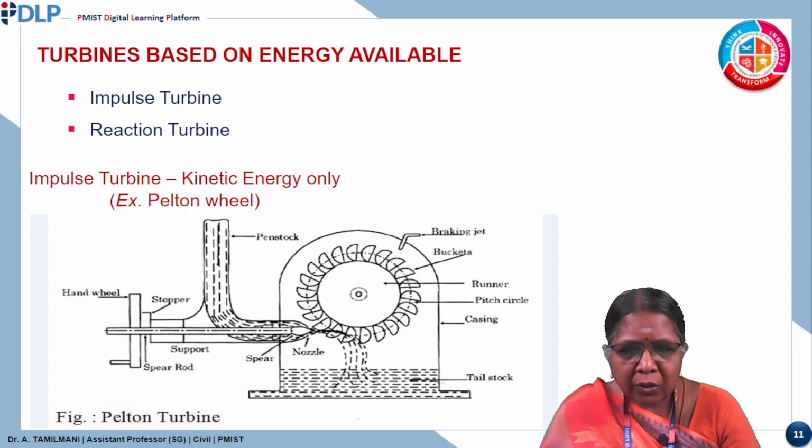The penstock carries water and strikes the blades of the runner, which is a part of the turbine. The runner rotates, and the rotational energy is converted into electrical energy. After working in the turbine, the water flows directly to the bottom of the turbine. An example of the impulse turbine is the Pelton wheel or Pelton turbine.